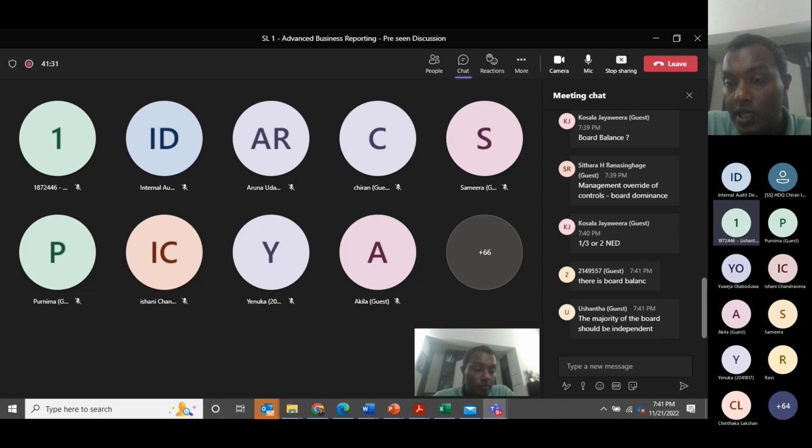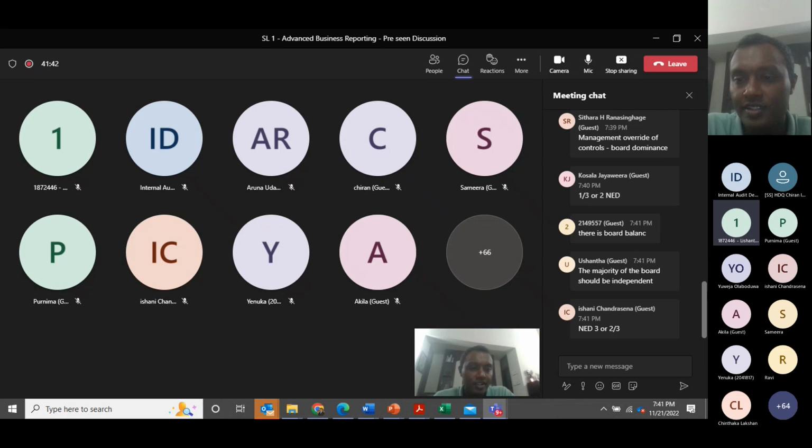Now, there is a board balance. Some students say the majority of the board should be independent. Still, I didn't get a good answer. Now, see, you are going in a different direction. Majority should be independent. There is how many? Some say three non-executive directors, two. Now, let me ask you this way: if the CEO and chairman is the same person, how many directors should be non-executive? Now let's see whether you can answer that question properly.